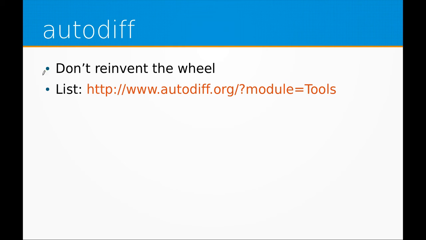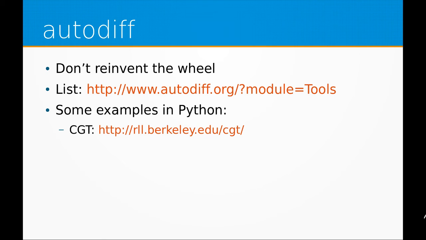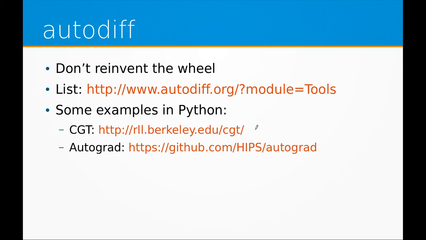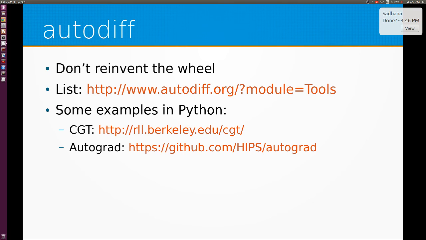So this is one list that I found, which has auto differentiation modules not just for Python but for multiple languages. And just some of the examples that I saw in Python that I felt were good, and I've spoken with people who have used them themselves, and I've tried using them myself, and they were nice. So CGT is Computational Graph Toolkit. It's from Berkeley, and it has a very nice interface for auto differentiation, and it's pretty fast. And AutoGrad is from Harvard, and it's also a pretty good toolkit. So you could check them out if you want to do it in Python.